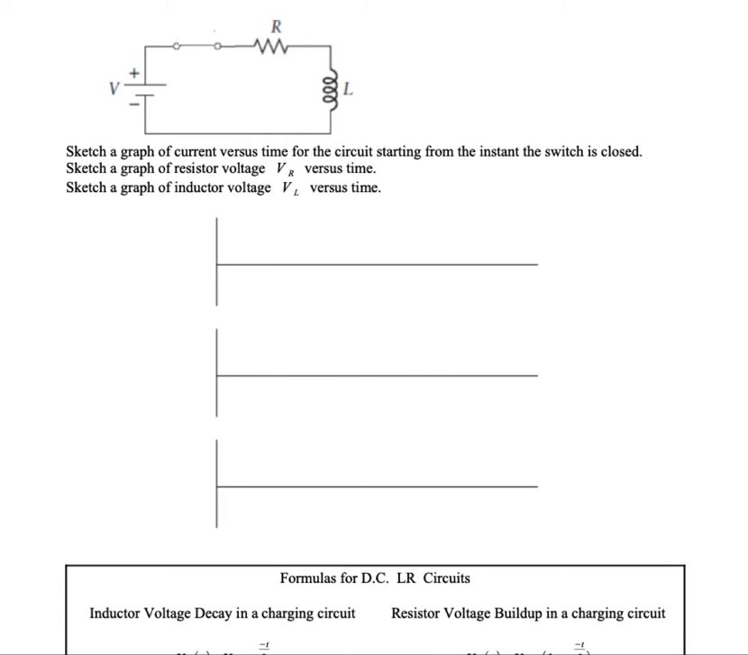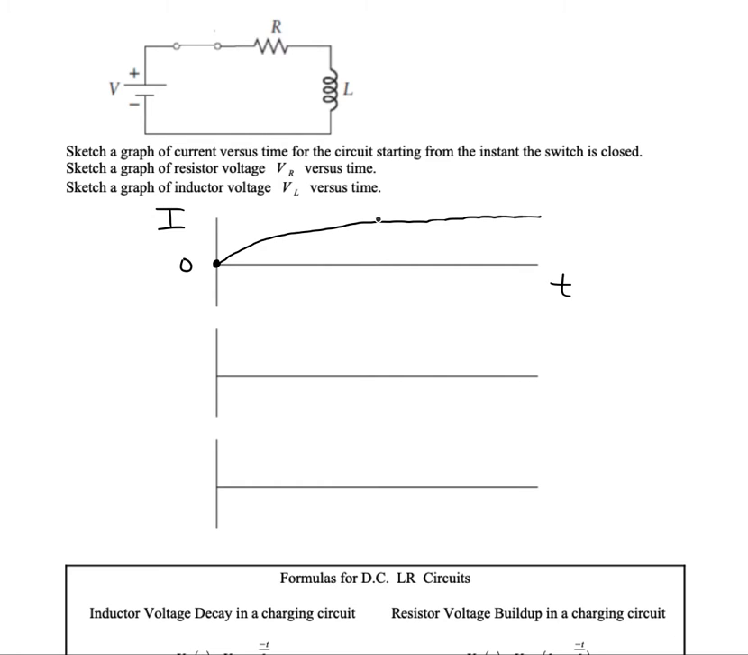Taking into account what I showed, let's sketch a graph of current versus time for the circuit shown, starting from the instant that the switch is closed. We also want to draw the resistor voltage and the inductor voltage versus time. So the type of graph that we'll get for current will be a graph that builds up to a maximum, starting from 0. It'll take this shape.